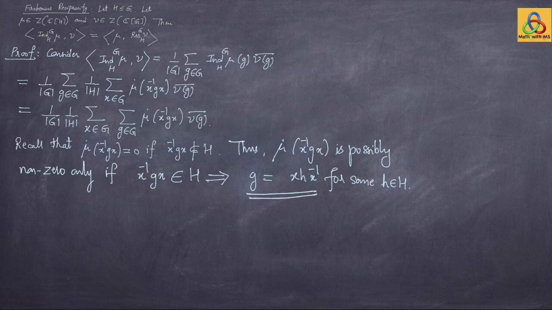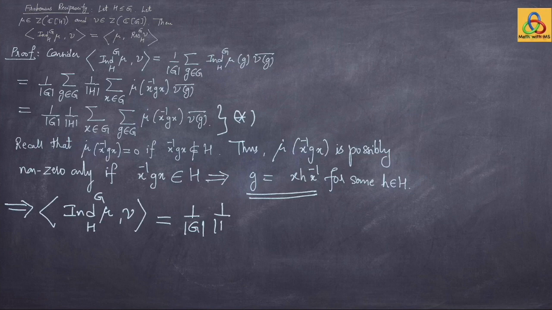So this implies that the inner product of induction of mu from H to G with nu is the same as 1 by order of the group G, 1 by order of the subgroup H, summation x in the group G, and little g I have been able to write as x h x inverse where h is in H. And x I am already varying in G, so I can replace the second summation by h in capital H. And then mu dot of x inverse gx, but x inverse gx is little h, which is in H. So mu dot of any element which is in H is just mu of that element. So it is just mu of little h, nu of g, which is x h x inverse, and of course there is a bar over here.